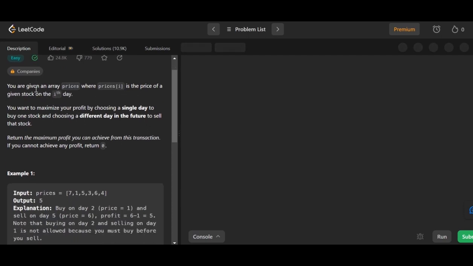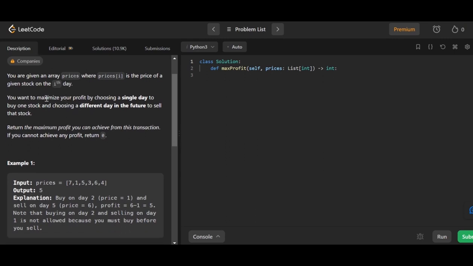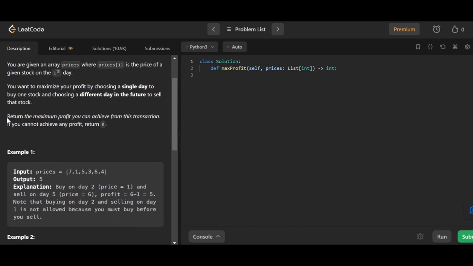Okay, so we are given an array whose name is prices, where every element tells us the price of the given stock on that day. Okay, we want to maximize our profit by choosing a single day to buy one stock and choosing a different day in the future to sell that stock. Okay, and we need to return that maximum profit.